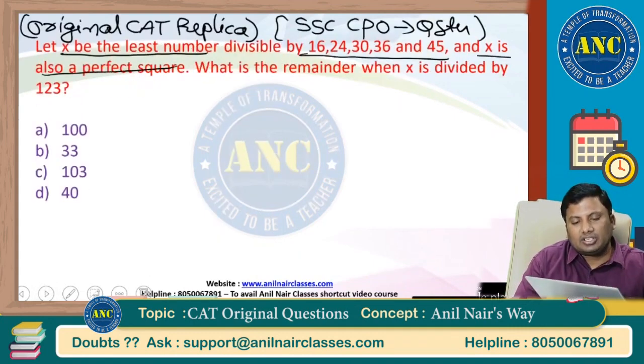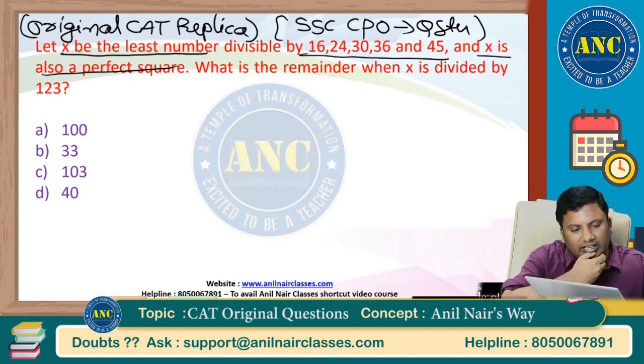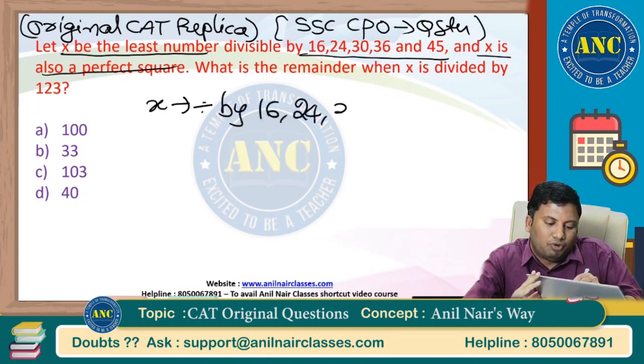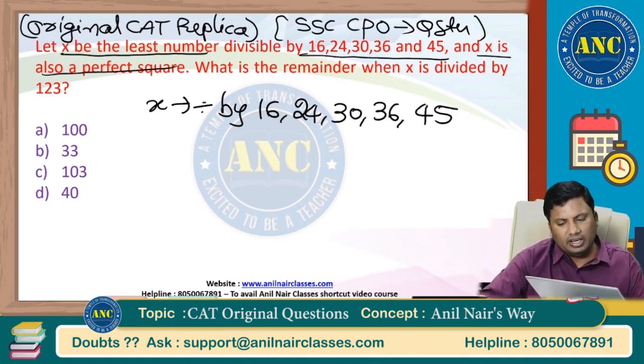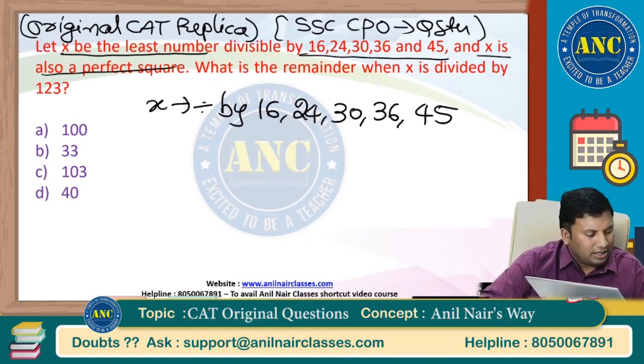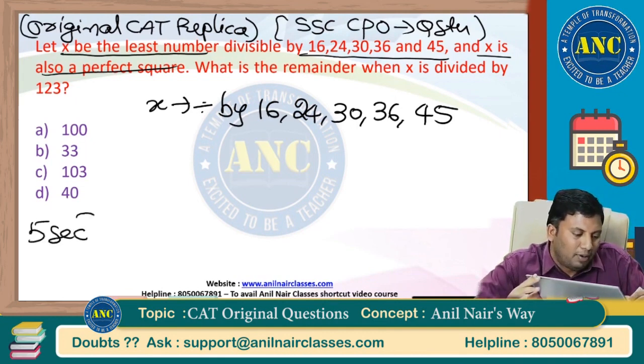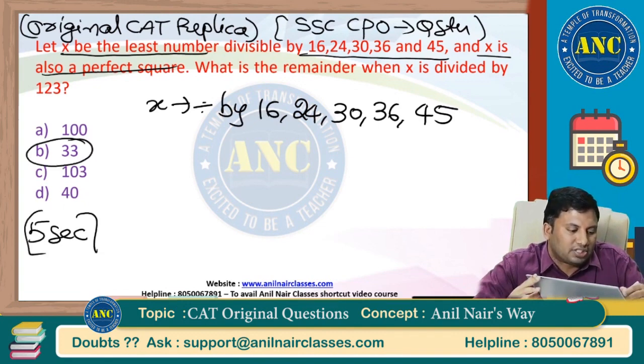X be the least number divisible by 16, 24, 30, 36 and 45. And x is also a perfect square. He said that x is divisible by 16, 24, 30, 36 and 45. What is the remainder when x is divided by 123? This is a 5 seconds problem for me. Stupid answer options are given.